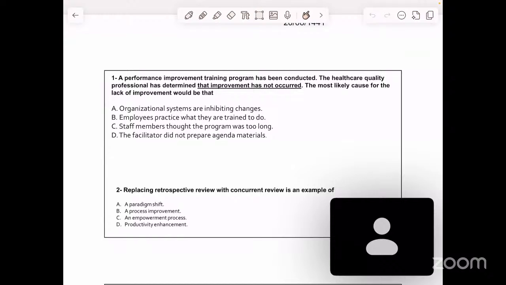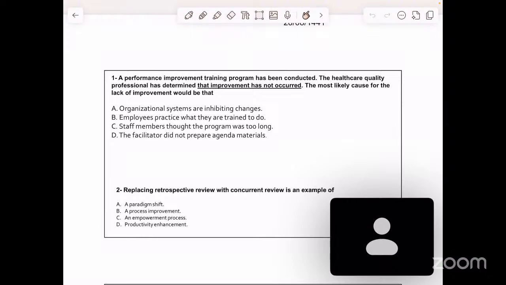For letter B, employees practicing what they have learned would lead to improvement. For program length in letter C, this might affect the engagement, but not outcomes. For letter D, this would impact the session, but it will not give any results. So the correct answer is letter A, organizational systems are inhibiting changes.